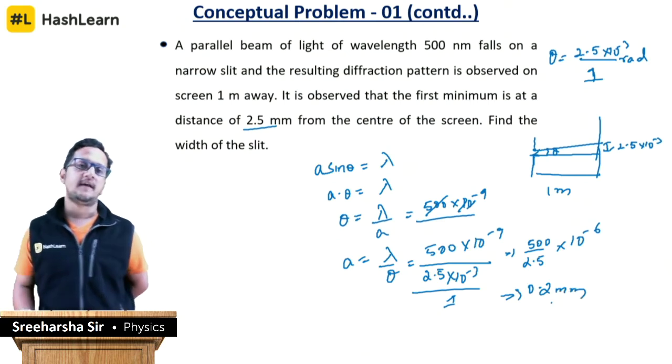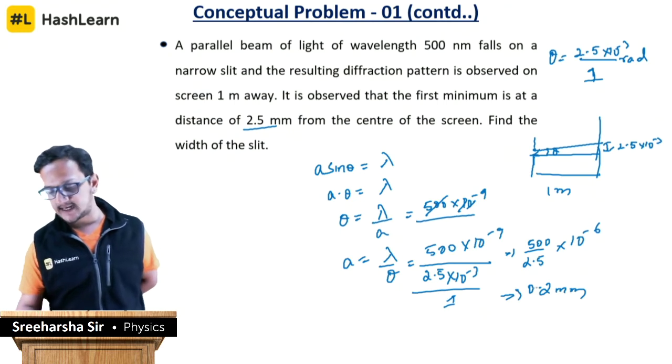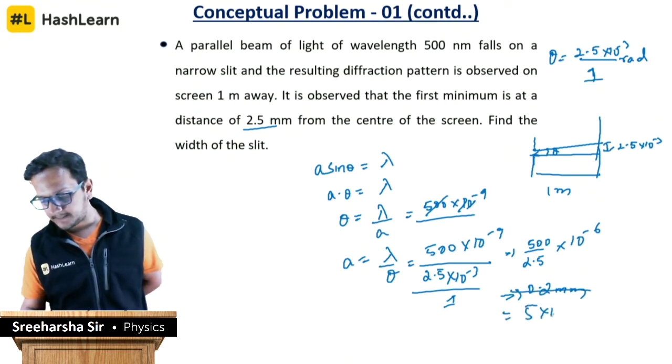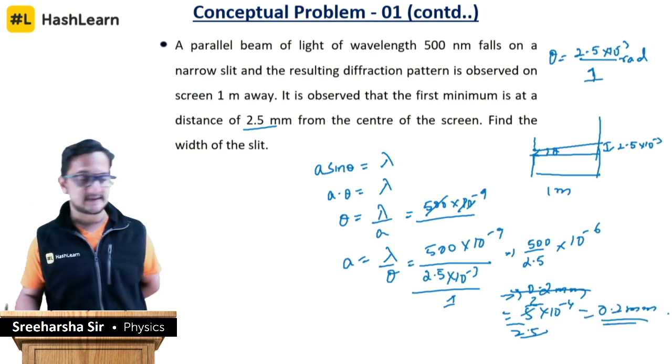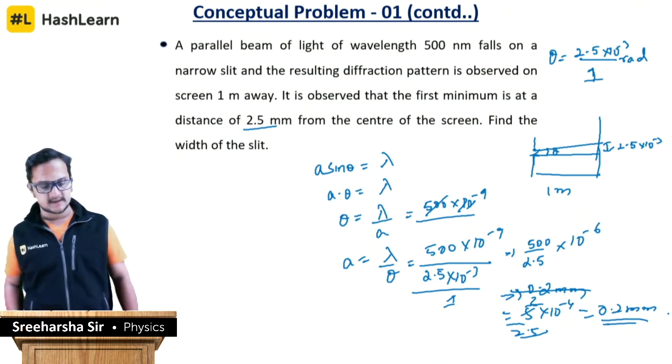millimeters. When you solve this, you'll get the answer. You can write it as 5 into 10 power minus 4 by 2.5, which is equal to 0.2 millimeters is the answer. So I hope you have understood this, students.